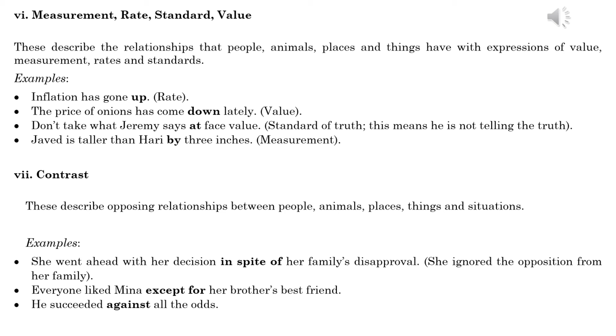Six. Measurement, rate, standard, value. These describe the relationships that people, animals, places and things have with expressions of value, measurement, rates and standards. Examples: inflation has gone up. Rate: the price of onions has come down lately. Value: don't take what Jeremy says at face value. Standard of truth: this means he is not telling the truth.